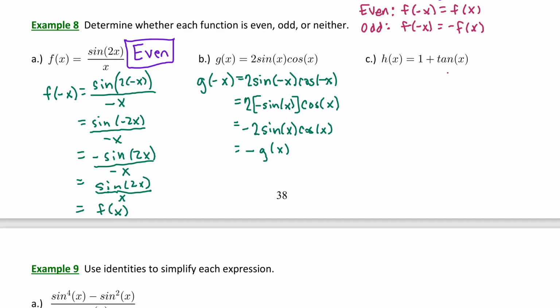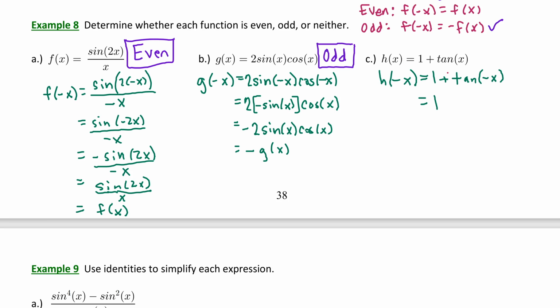Therefore, this function satisfies the test for an odd function, and we can conclude this is an odd function. Let's try one more example for good measure. Notice we always start with the same problem, that is replacing the argument with its negative version. So we're going to replace all the x's with negative x's.